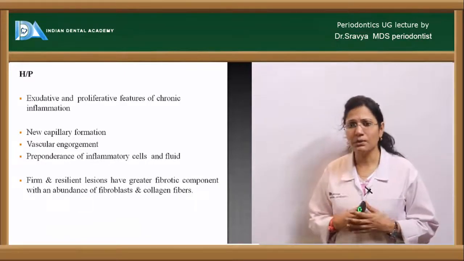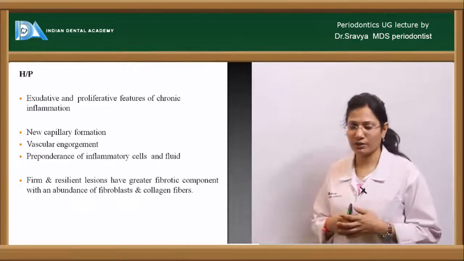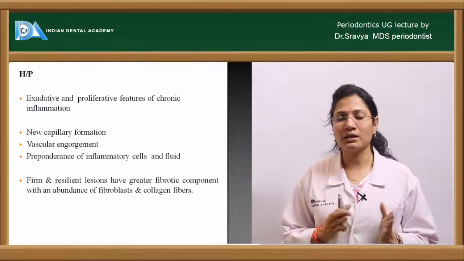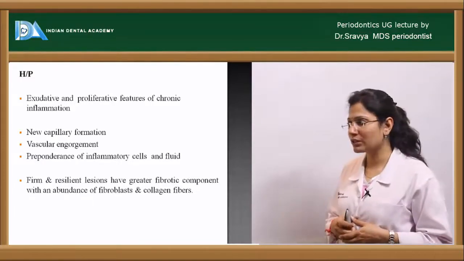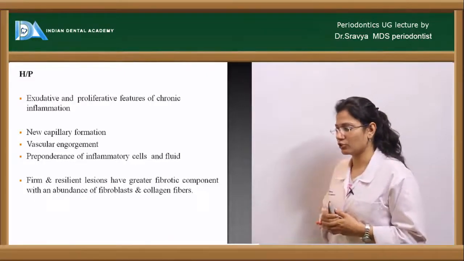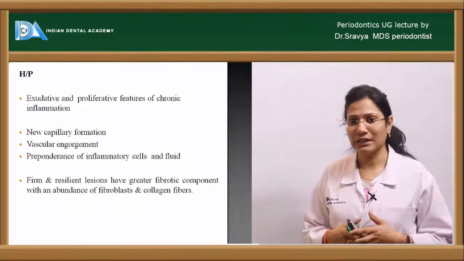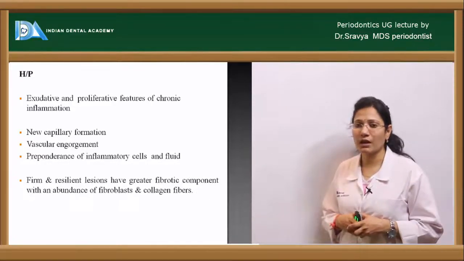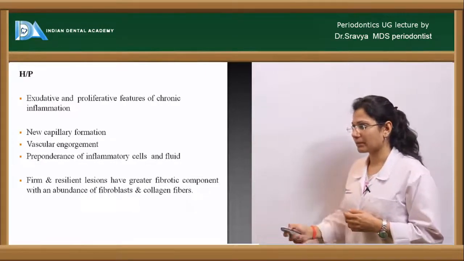Now, how does it appear in a histopathological section? There will be exudative and proliferative changes, both happening simultaneously. You have engorged capillaries, lots of neutrophils, and a preponderance of inflammatory cells other than neutrophils, and there is an increase in the intercellular fluid content. Therefore, you can call it exudative, along with an increase in the fibrillar content or the collagen fibers.